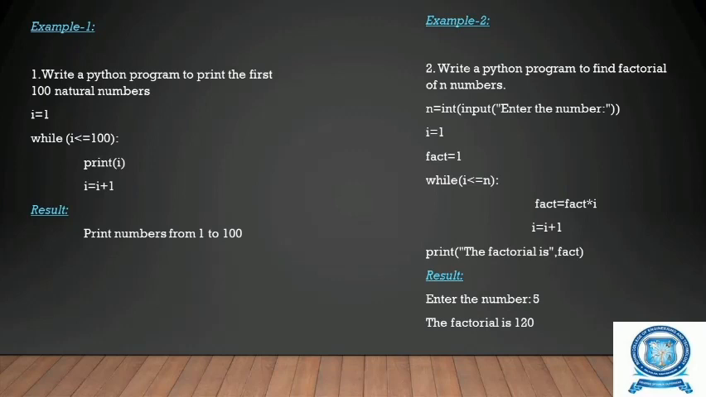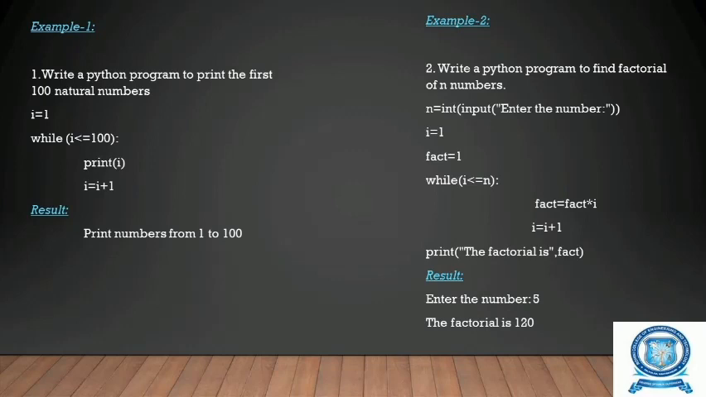So, n is equal to int of input of "enter the number". That statement is getting input from the user. When displayed, it will show "enter the number". The user will give a number, which will be taken as an integer value, so we have given int there. The integer value will be stored in the variable n.